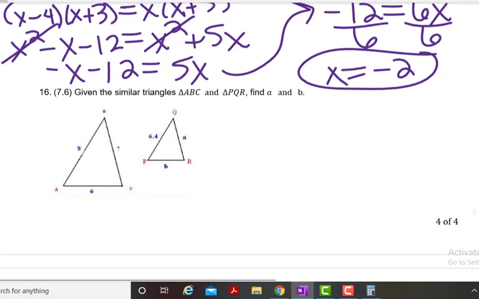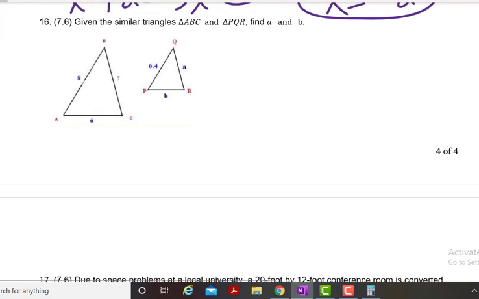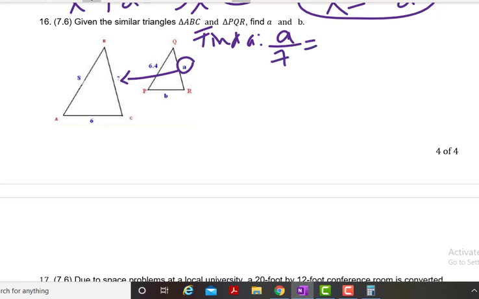Next example. Given the similar triangles, triangle ABC and triangle PQR, find A and B. What we know about similar triangles is that they are proportional. So first, let's find A. A is to 7 as 6.4 is to 8.